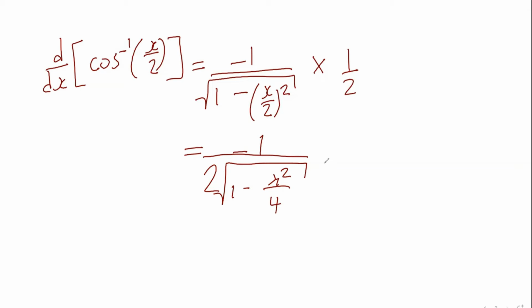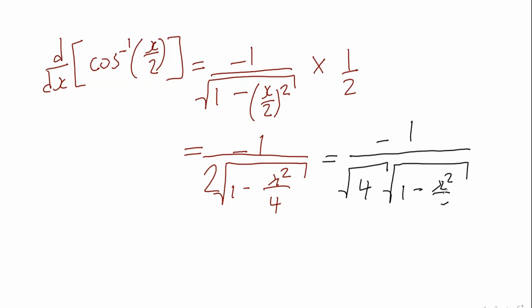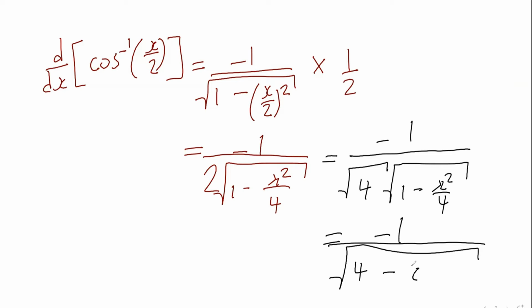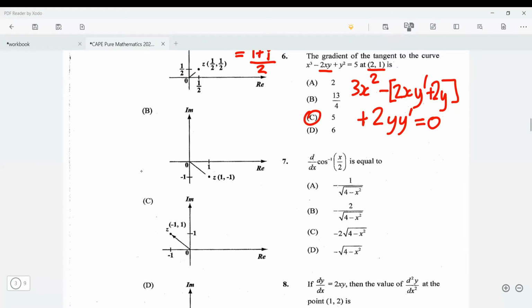Now, if you wanted to simplify it some more, you see this number 2 right here. 2 can be written as the square root of 4. So this is the square root of 4 times 1 minus x squared over 4. And so the square root of a times the square root of b is the square root of a times b. This is then minus 1 over the square root of 4 times 1, which is 4, minus x squared. So it's minus 1 over the square root of 4 minus x squared. So we're going to look at our options. Minus 1 over the square root of 4 minus x squared. That is clearly option A.